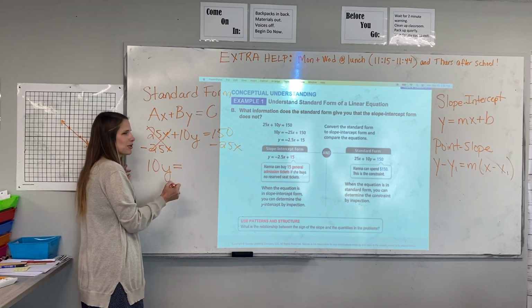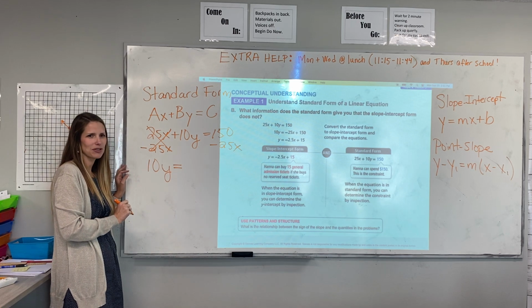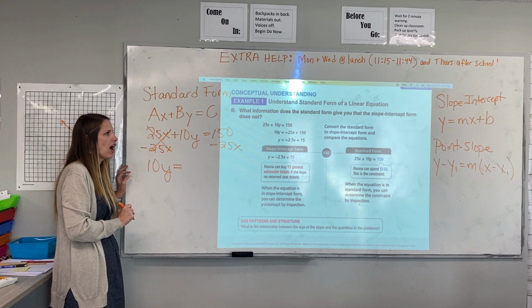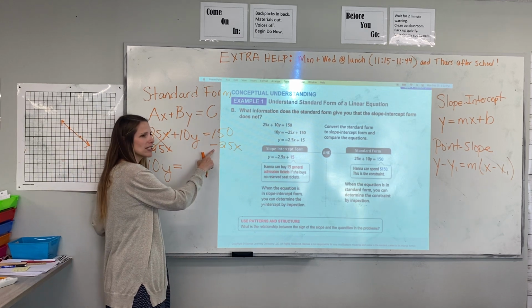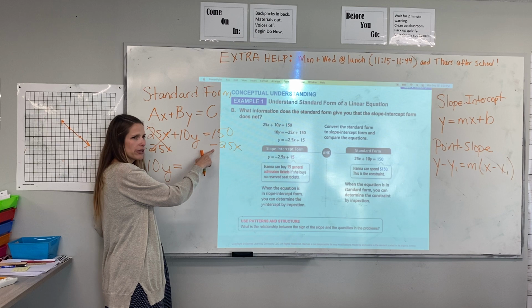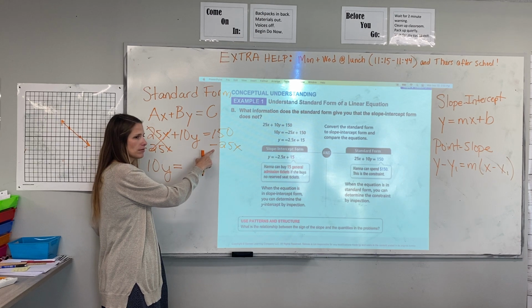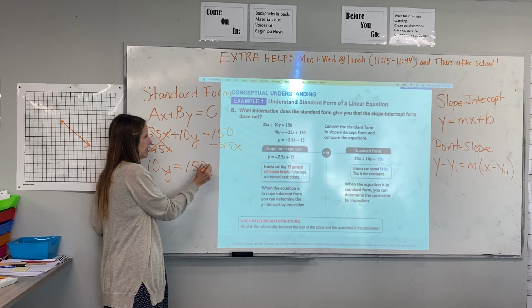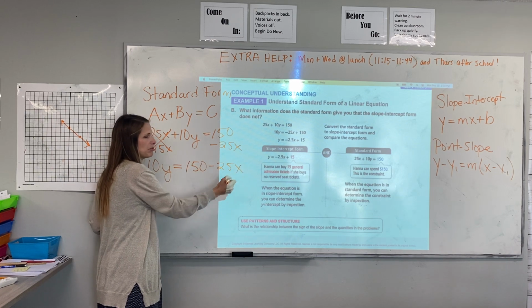Good job. I was waiting to see if somebody was going to say 125x. I was afraid you guys were going to ask, can't you just subtract the numbers? Why can't you? Because they're not like terms. So 150 minus 25x is as simple as it's going to get.